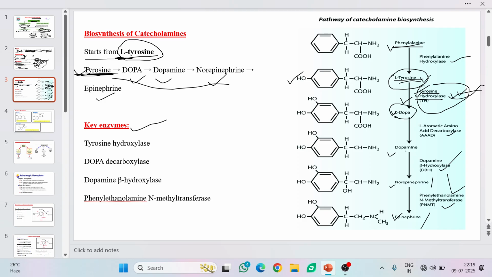Then levodopa to dopamine, this is decarboxylase. Simply learn decarboxylase, no need to remember the full name. Then during conversion of dopamine to norepinephrine, this is dopamine beta hydroxylase. Then norepinephrine to epinephrine, methyl transferases. So about these enzymes, they will surely ask. And the most important enzyme is tyrosine hydroxylase.